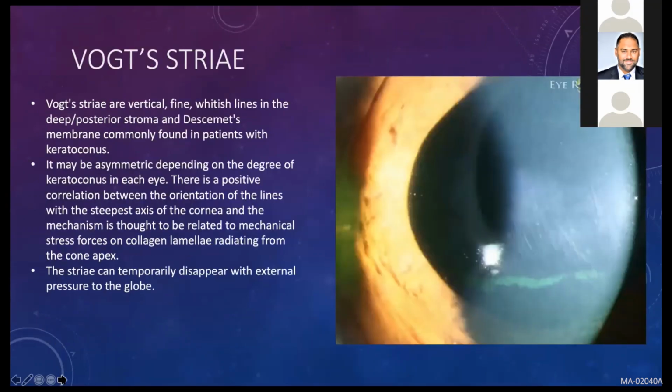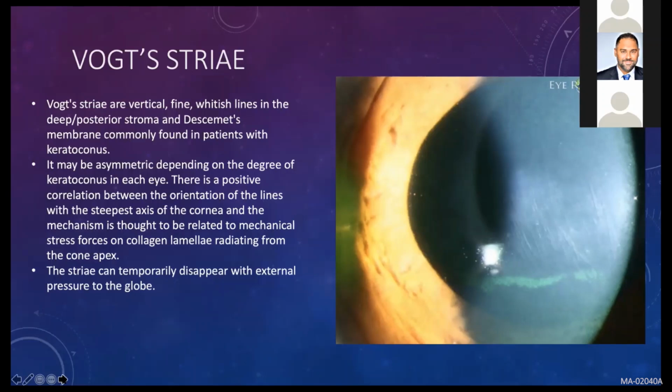Vogt striae are vertical fine lines. They're whitish lines embedded in the deep to posterior stroma and Descemet's membrane, and they're commonly found in patients with keratoconus. They may be asymmetric depending on the degree of keratoconus in each eye, and there's usually a positive correlation between the orientation of the lines and the steepest axis of the cornea. The mechanism is thought to be related to the mechanical stress forces exerted upon the collagen lamellae radiating from the cone apex. They can temporarily disappear with external pressure to the globe.